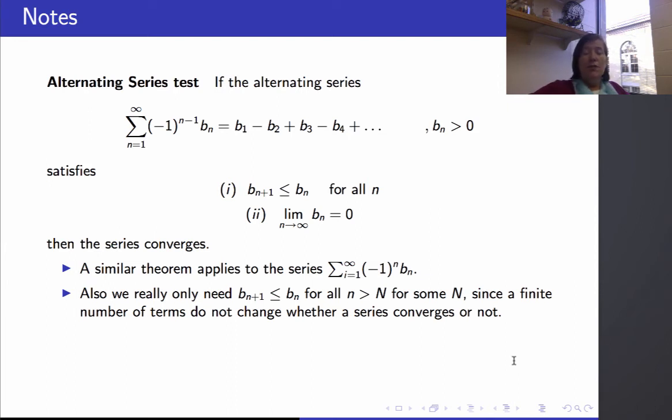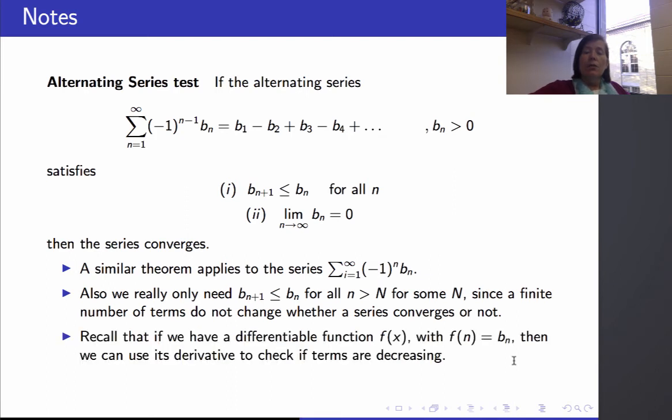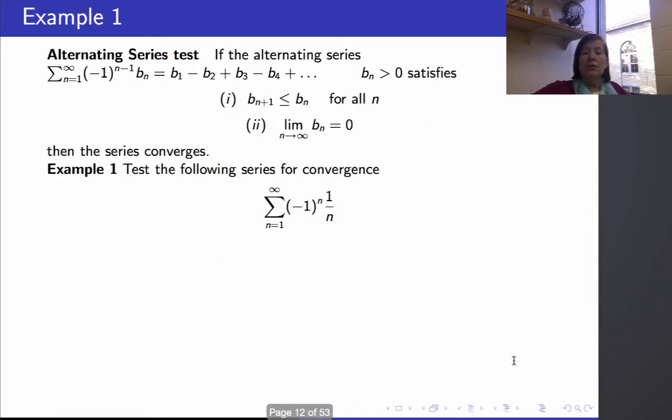This is because what happens to the first few terms of the series doesn't really affect convergence or divergence. Recall also, if we have a differentiable function f(x), when we replace the n by an x in the formula for the positive part bn, then we can use the derivative to check if these terms are decreasing.